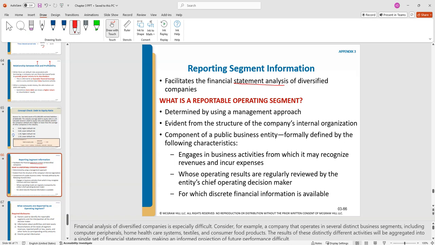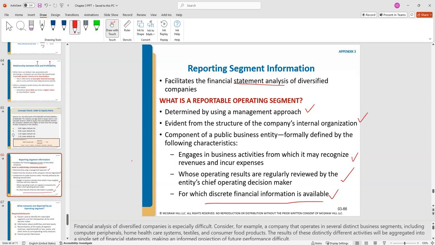It's determined by using a management approach. It's evident from the structure of the company's internal organization. If it's a public business entity, it's formally defined by the following characteristics. It engages in business activities from which it may recognize revenues and expenses, whose operating results are regularly reviewed by the CEO, and for which discrete financial information is available. That's a mouthful. What are we talking about here?